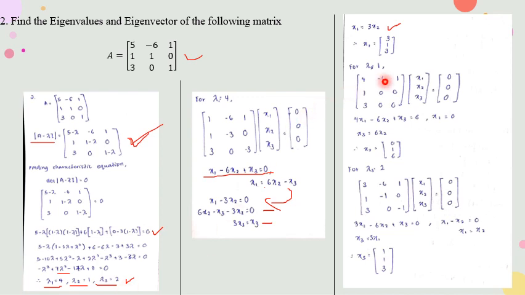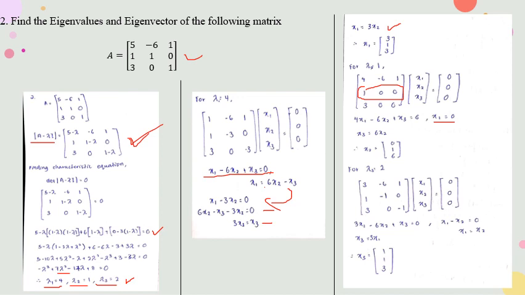So for lambda equals 1, after substituting the lambda value, we will get this new matrix here. And here I'm using the first row, 4x1 minus 6x2 plus x3 equals 0. And here is how we find this part, where x1 equals 0 from the second row. We can see here where the values are 0, 0. So x1 is equal to 0.